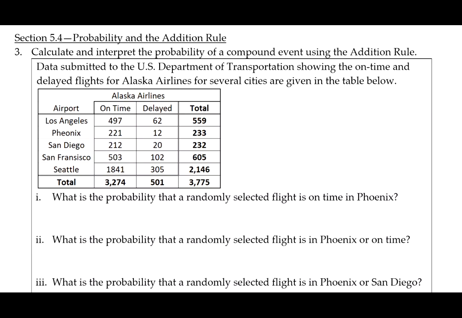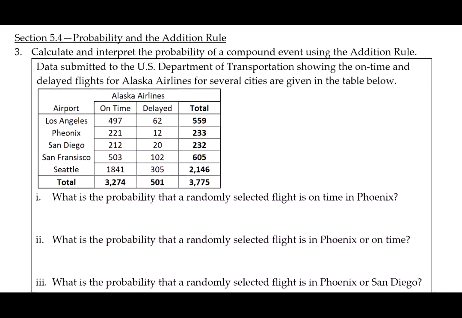The third learning objective in section 5.4 is to calculate and interpret the probability of a compound event using the addition rule. Data submitted to the U.S. Department of Transportation showing the on-time and delayed flights for Alaska Airlines for several cities are given in the table below. Part 1. What is the probability that a randomly selected flight is on time in Phoenix?